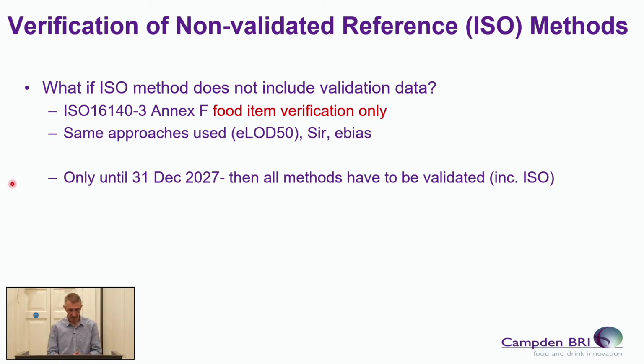Well, what 16140 Part 3 actually says is, in that case, you only have to do food item verification, and you use those approaches of ELOD 50, reproducibility standard deviation or e-bias. So you don't have to do implementation verification. You can't do it because you haven't got the data to do it. You only have to do food item verification. However, that will only last until this date noted here, 31st of December 2027. And then all methods should be validated.